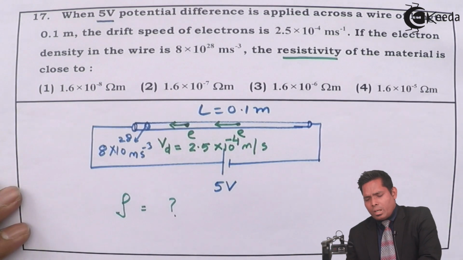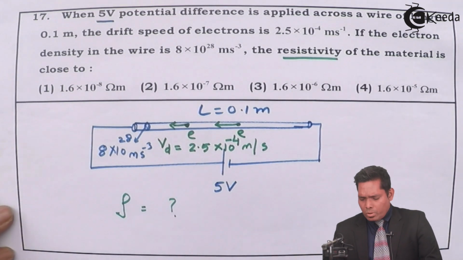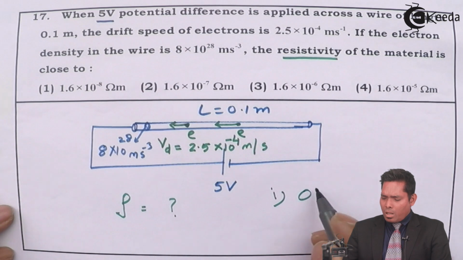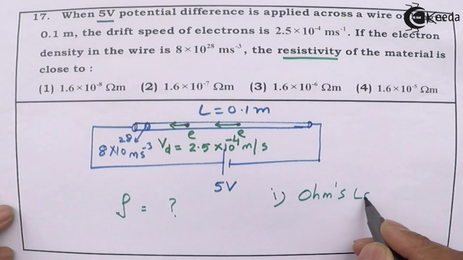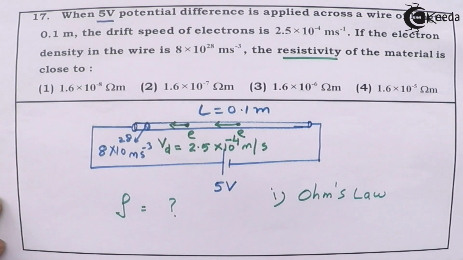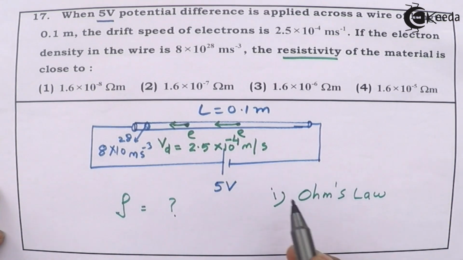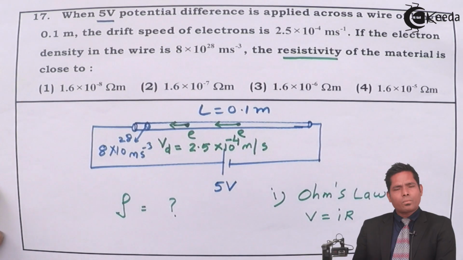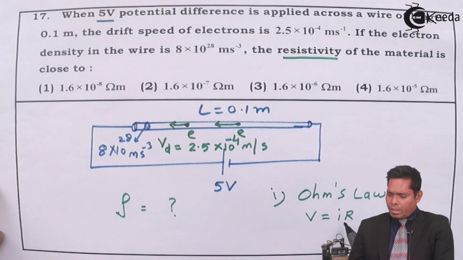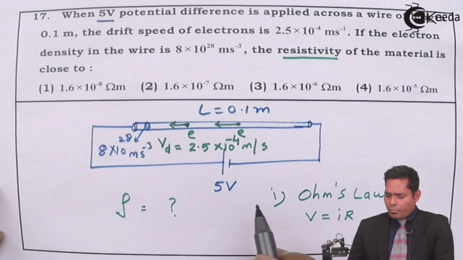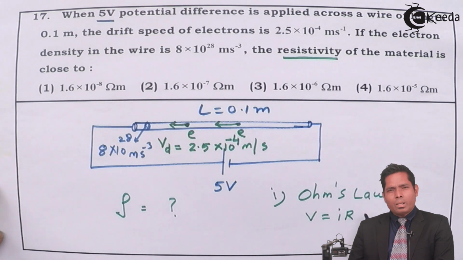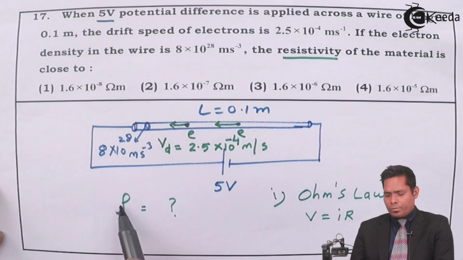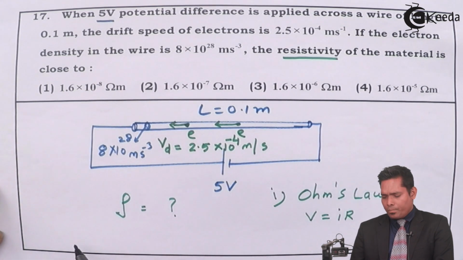Now we have to use first Ohm's law to find the current flowing in this circuit, that is V equals IR. This equation we'll use. From here V equals IR, V is given, R is not known, so R is rho L by A, that we will write as the formula. From that rho is taken out.